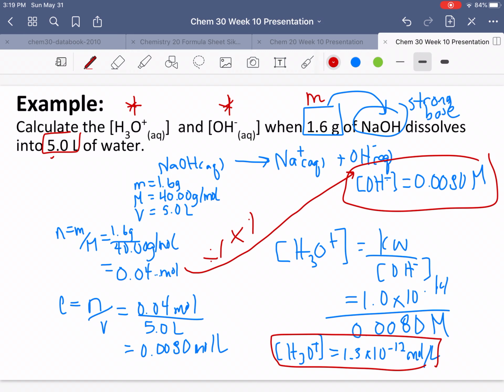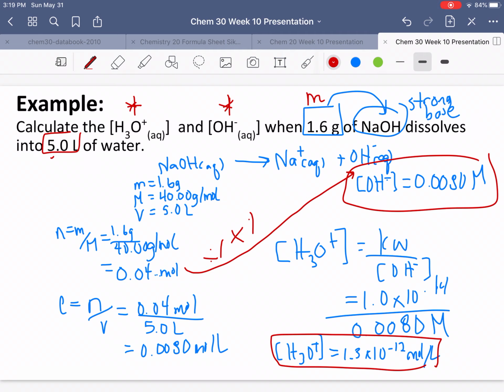Now, technically, that's a new formula. It's a pretty simplistic one, to be honest with you, but it is one that you wouldn't have been introduced to in Chem 20, even though the concept of water having these ions in it would have come up.